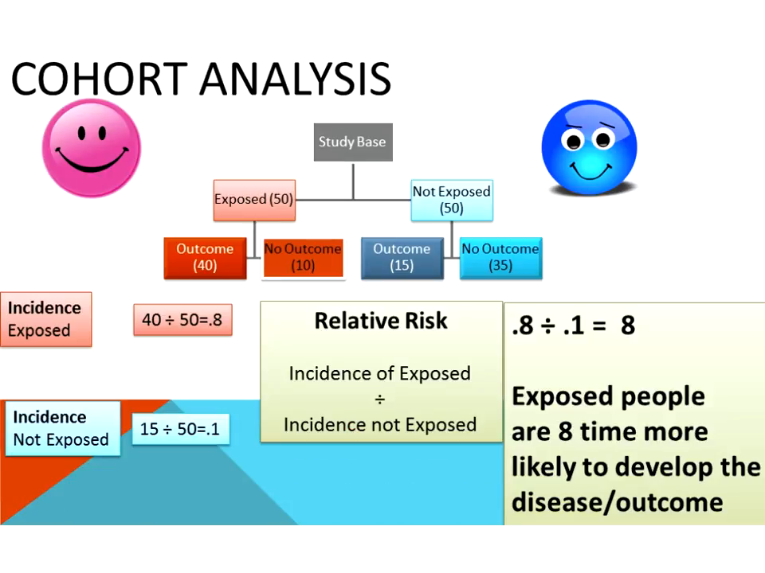So then after we calculate our incidence rate of our exposed versus our incidence rate of our unexposed, we can calculate a relative risk. And the relative risk is simply the incidence rate of our exposed, which would be our 0.8 here, over our incidence rate of our unexposed, which is 0.1. And that equals 8. So exposed people are 8 times more likely to develop the disease than unexposed people.